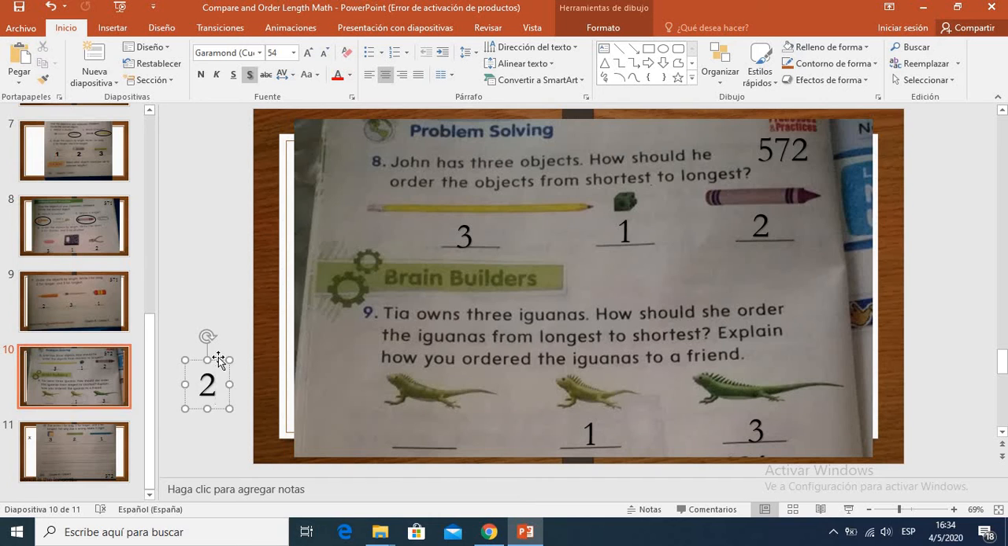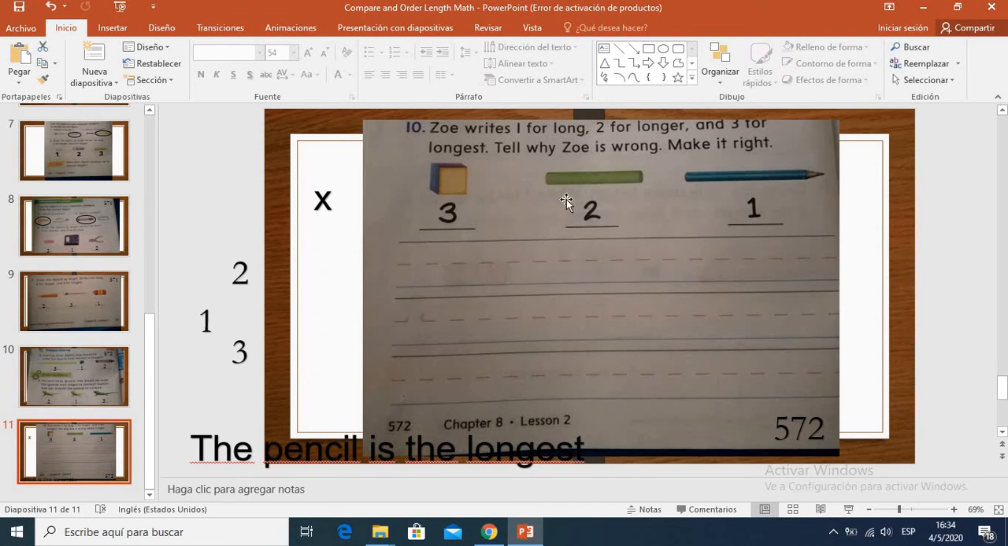So, this is the order. Look. 2, 1, and 3. Okay? The shortest, longer than the shortest, the longest of all. All right? Are you understanding? It's very easy. Nice. Okay. Now let's work on the last part.